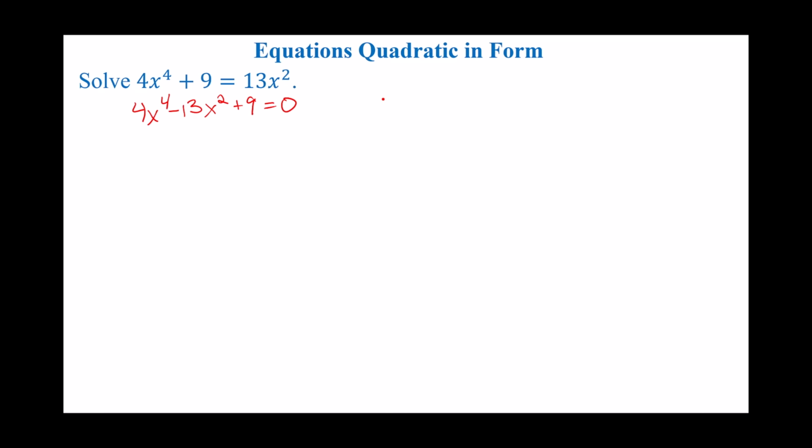But notice that x squared is related to x to the fourth. I have an x squared and an x to the fourth. So I'm going to do something called u substitution. It doesn't have to be u, it's just a variable, but most textbooks use u, so I'm going to use u. I'm going to say that our u is x squared, and then if I square both sides of that equation, I get u squared equals x squared squared, which is x to the fourth.